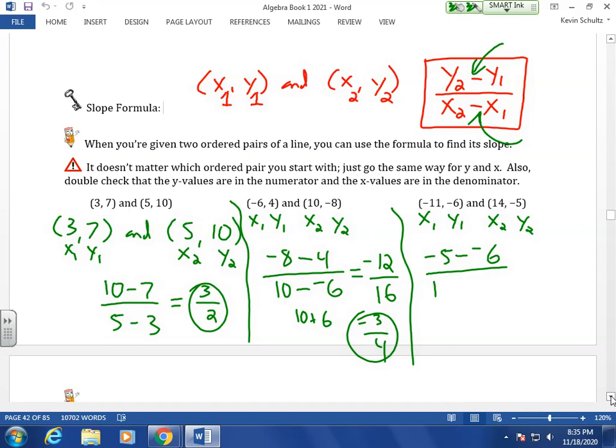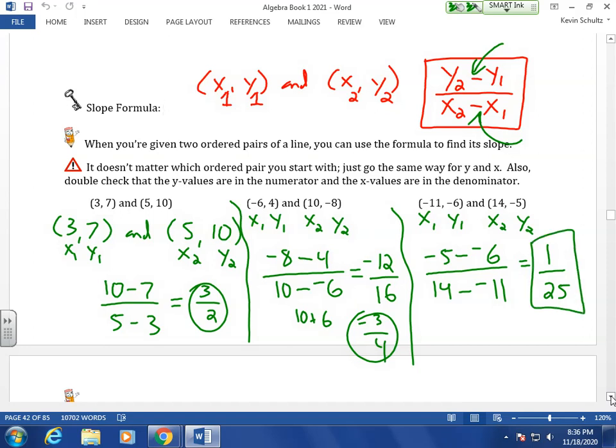And then x2 minus x1. Same situation. The subtraction sign from the formula and the negative sign from the 11. So negative 5 minus negative 6, which is really the same thing as negative 5 plus 6, gives us positive 1. 14 minus negative 11, which is the same thing as 14 plus 11, is 25. And so our slope is 1 over 25.